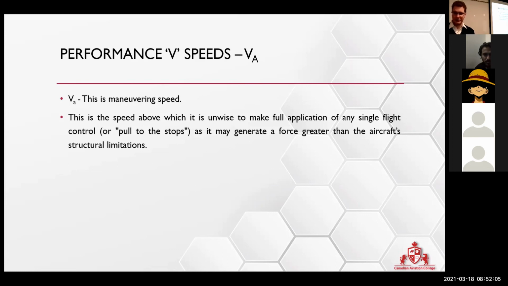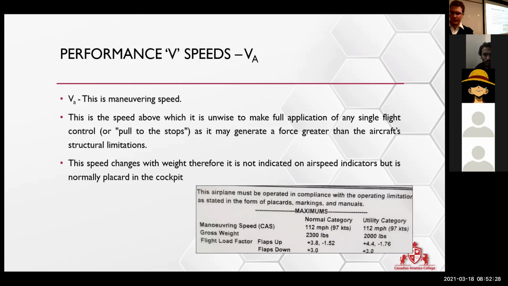What they mean by single flight control, full application, is if you're fully going all the way down, all the way up, or all the way either left or right. This speed changes with weights, and therefore it is not indicated on the airspeed indicator. But we should have a plaque of it in the cockpit normally. It's going to be there somewhere.